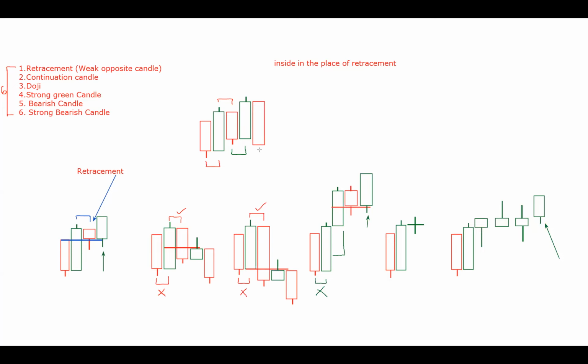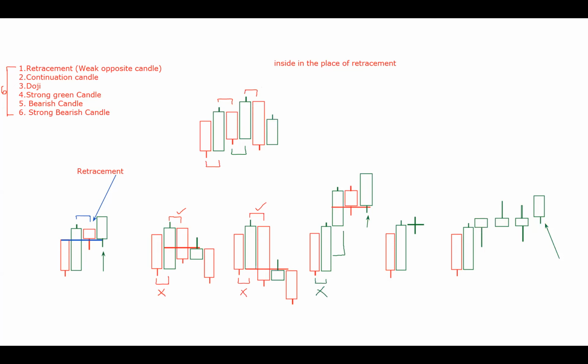Which pattern will we follow? Bearish engulfing. If there is no retracement, there is a piercing line. Which pattern will we follow? Excellent. The piercing line.